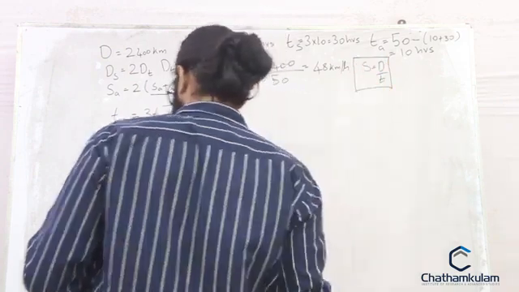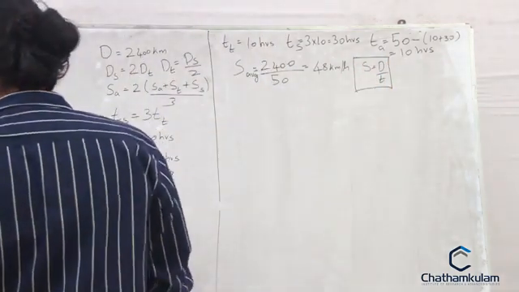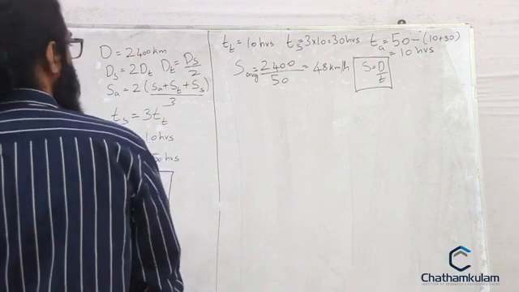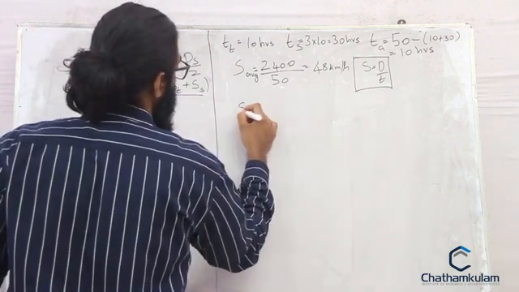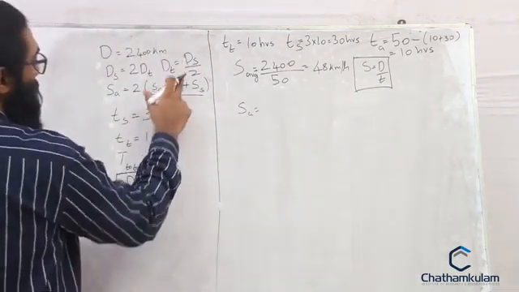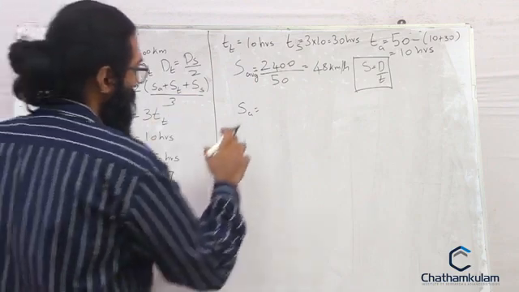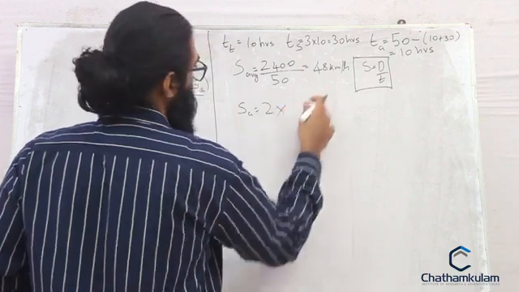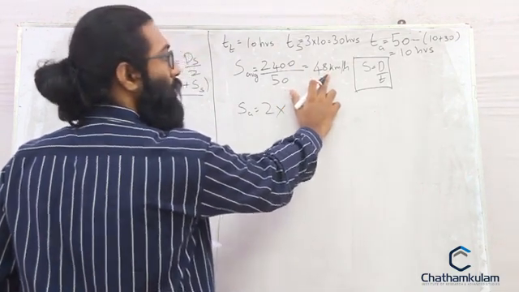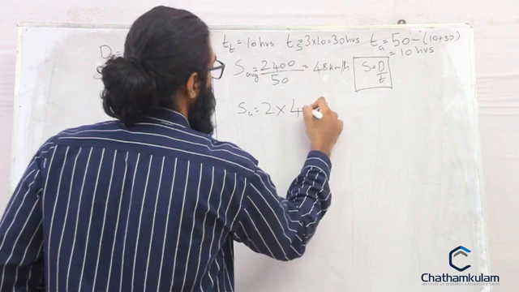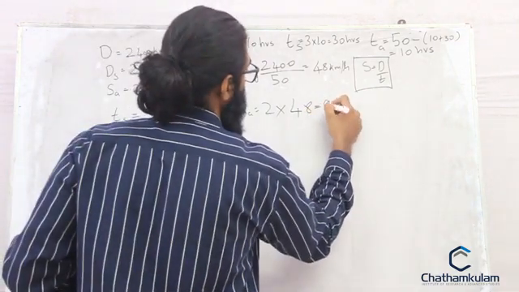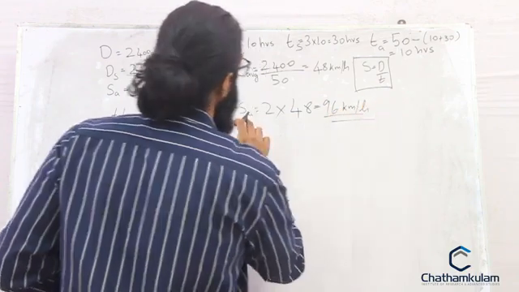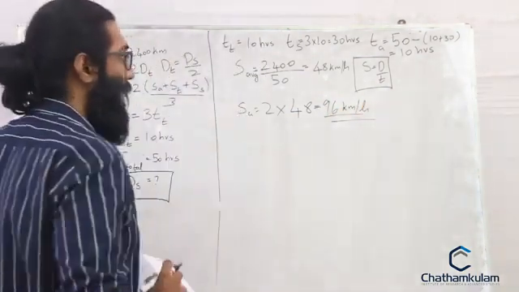Okay. Next we have to calculate the speed of the aircraft. It's given that SA equals twice the average speed of the whole journey, which we got as 48 km per hour. So SA equals 2 into 48 equals 96 km per hour. So this is the speed of the aircraft.